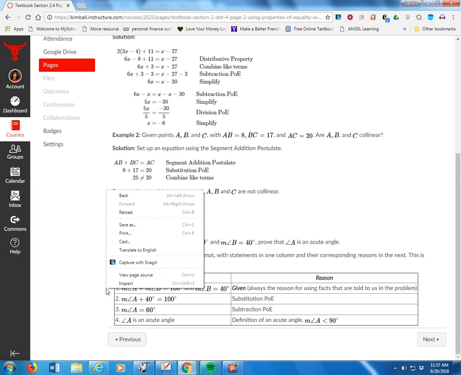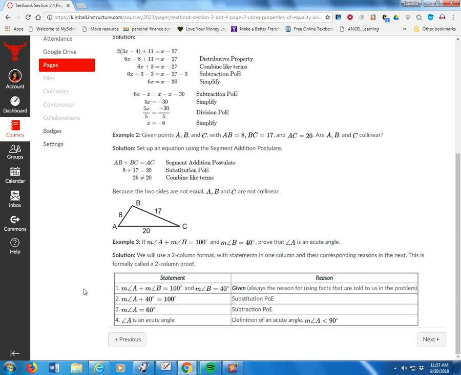So all they did is they said the measure of angle A plus the measure of angle B is 100, and the measure of angle B is 40. They gave that to us. And we're going to write given. That's our reason.